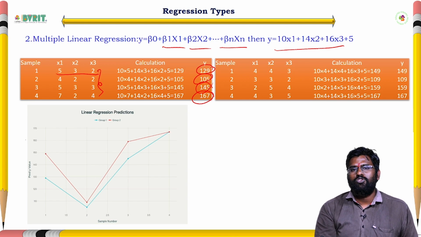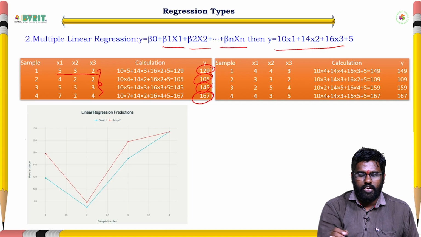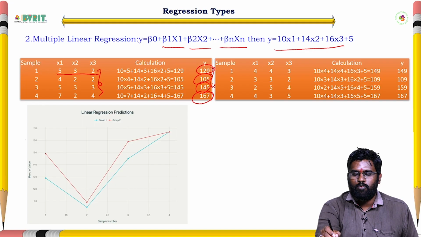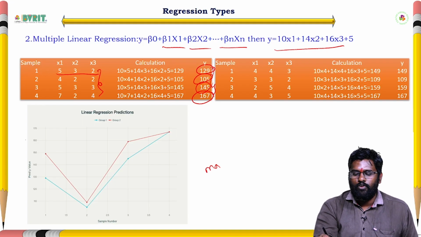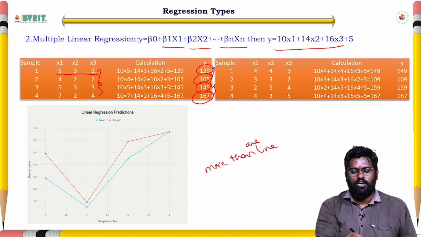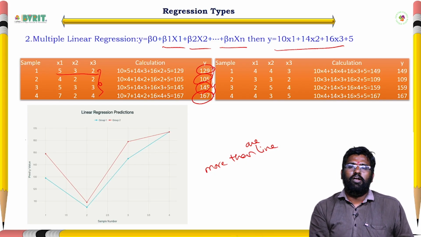Randomly we have taken the values for this one. So first 129, then 105, then 145, then 167. Based on these points, we draw the multiple linear regression, which means it contains more than one line of representation. So it contains two lines, more than one line of linear regression predictions. So that is about multiple linear regression.